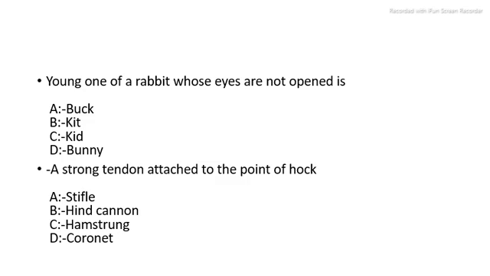Next question, a strong tendon attached to the point of hook is called. Option A stifle, option B hind cannon, option C hamstring, option D coronet. So the strong tendon attached to the point of hook is called hind cannon.